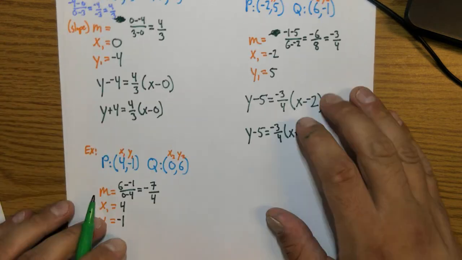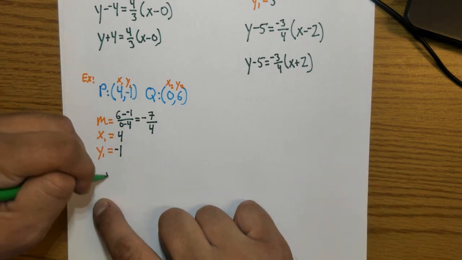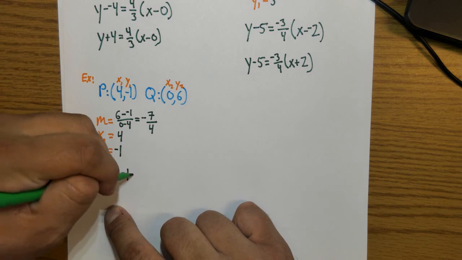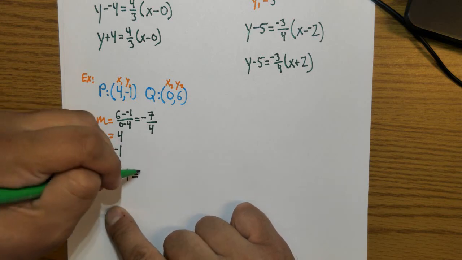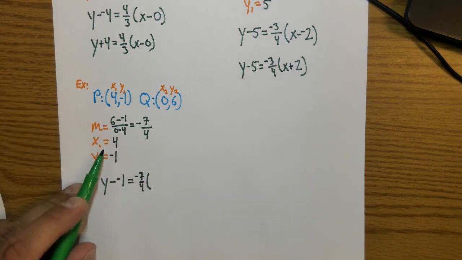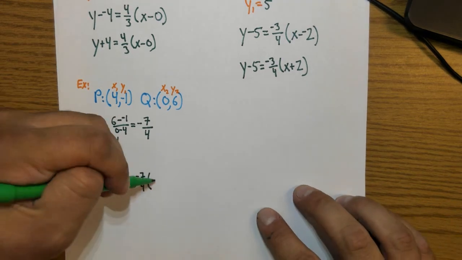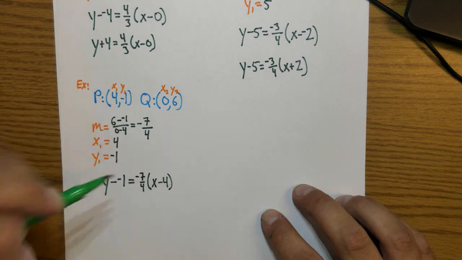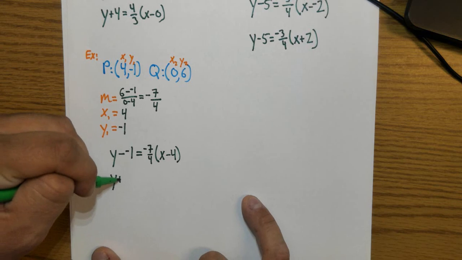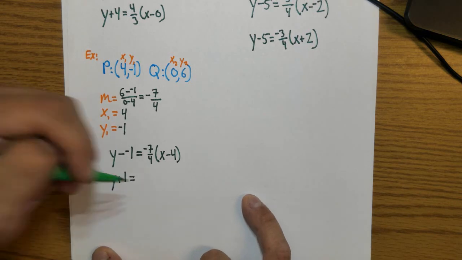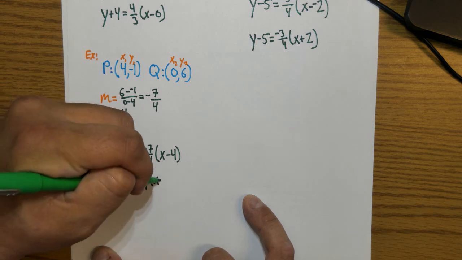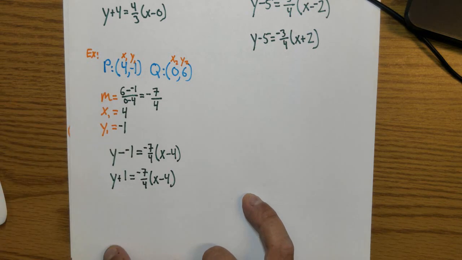And now we plug it into our general form, which states y minus y1, so y minus -1, equals m, -7 over 4, times x minus x1, so x minus 4. And again, we have a double negative to clean up, so y plus 1 is equal to -7/4 times x minus 4.